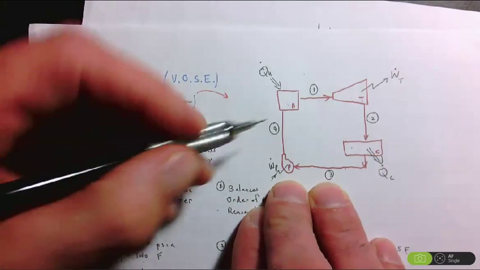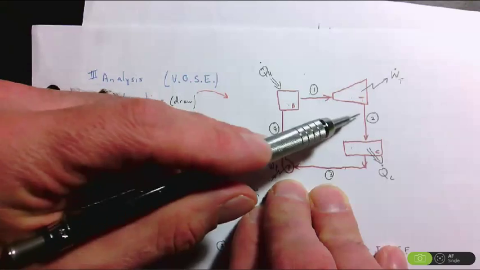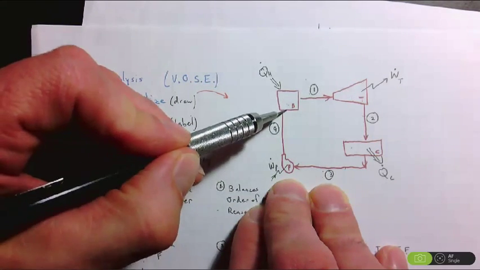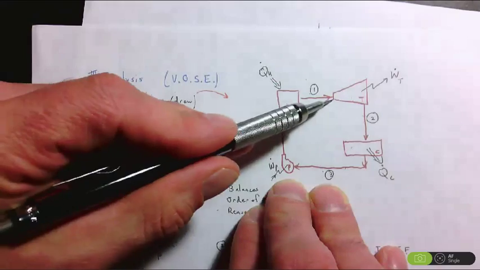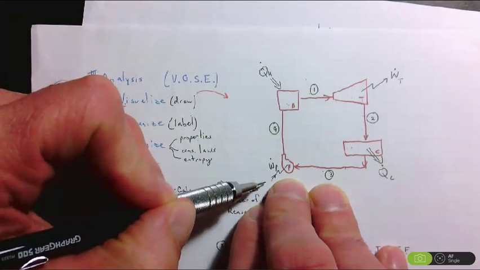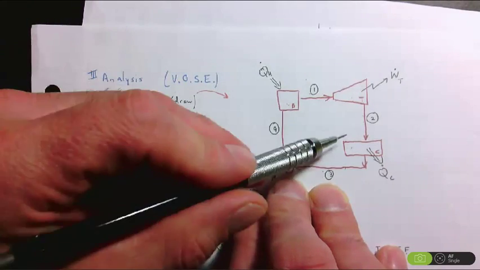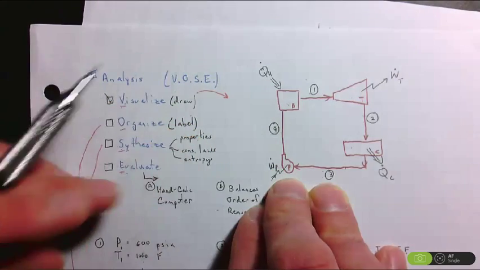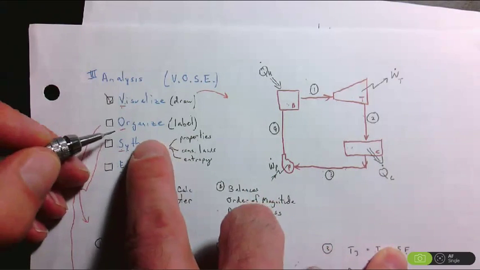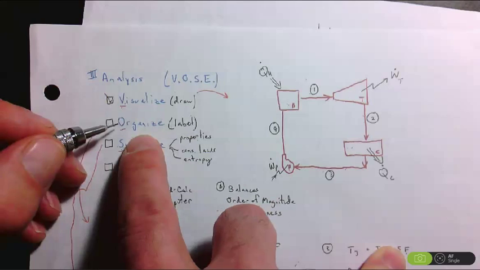It's the classic schematic with proper labeling: state point labeling, component labeling. It also labels energy transfer into, out of, into, out of. This is a classic Rankine cycle, so it should look familiar. That completes visualization and organization.